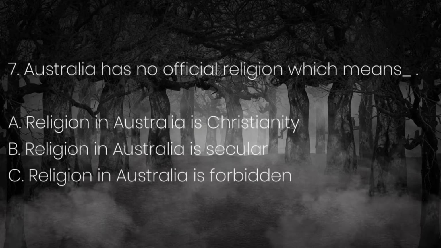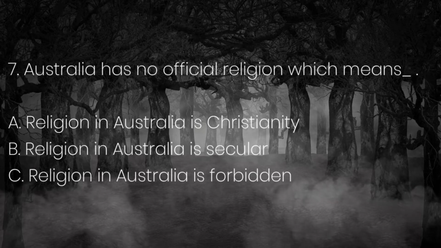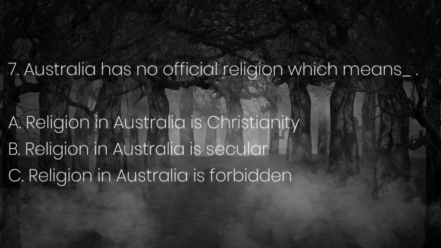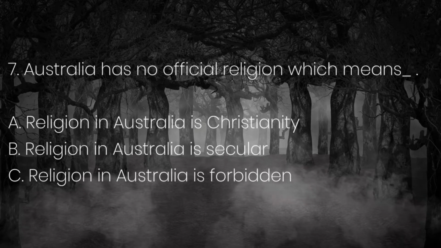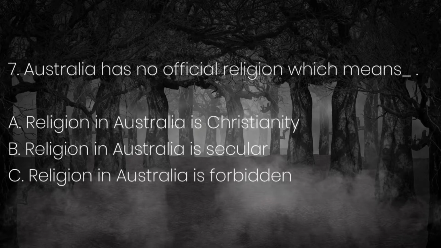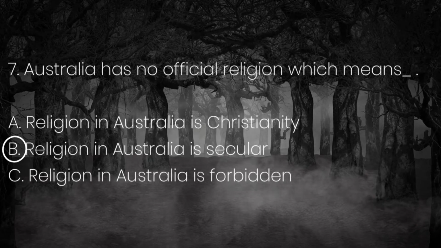Number 7. Australia has no official religion, which means letter A, religion in Australia is Christianity, letter B, religion in Australia is secular, letter C, religion in Australia is forbidden. The answer is letter B. Religion in Australia is secular.